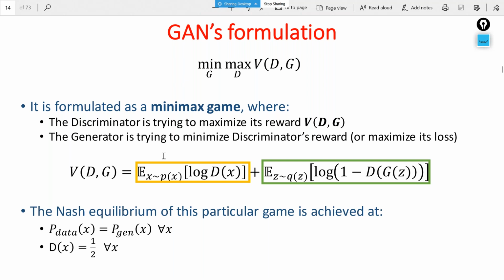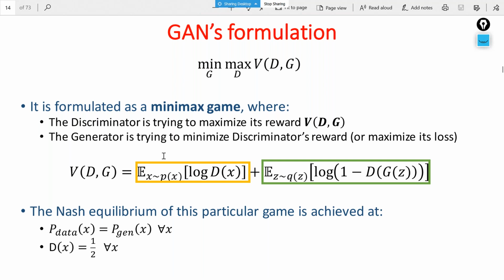X is a real image. G of Z is a fake image. No, we need to compare it, right? Which is real, which is fake? Exactly, you need a reference, right? Without a reference, how will you compare?